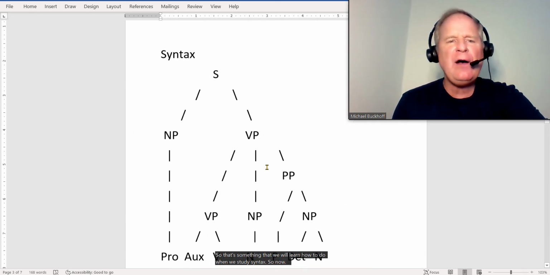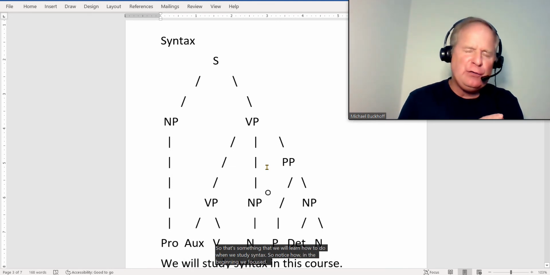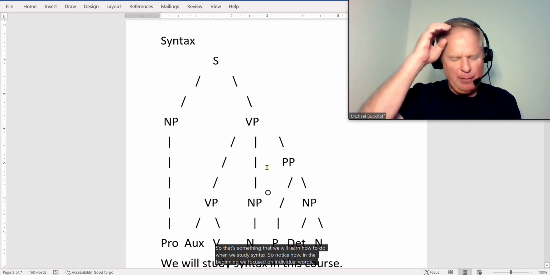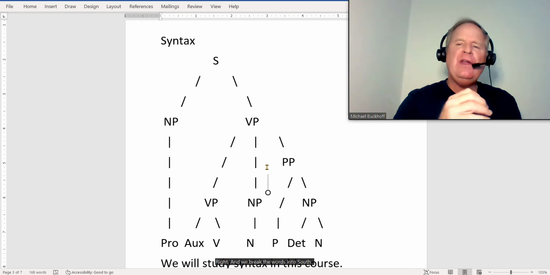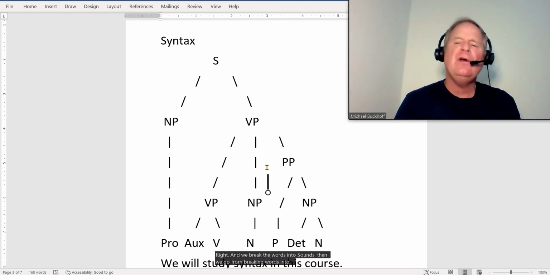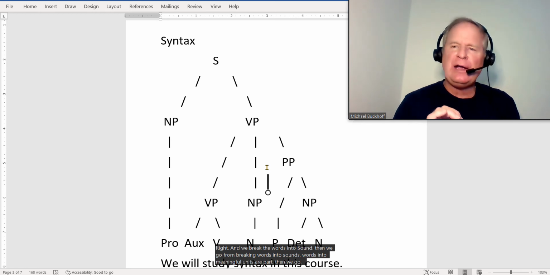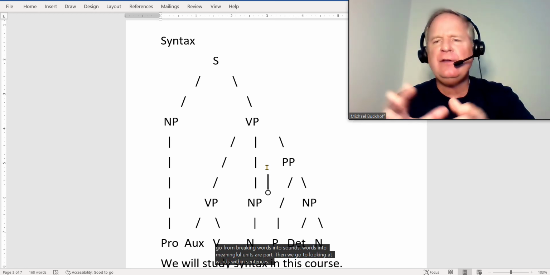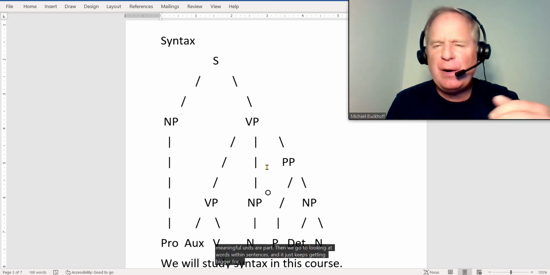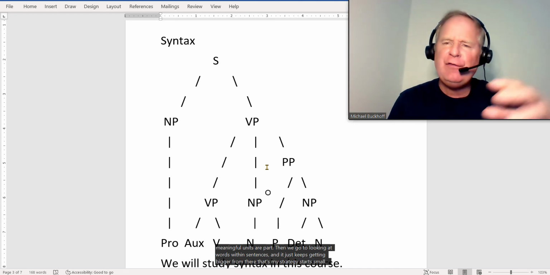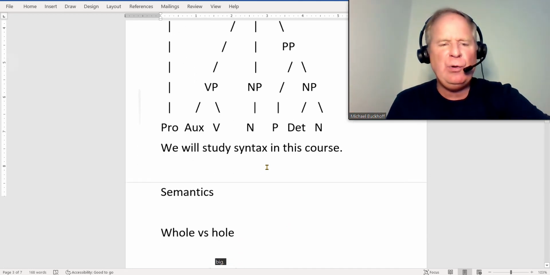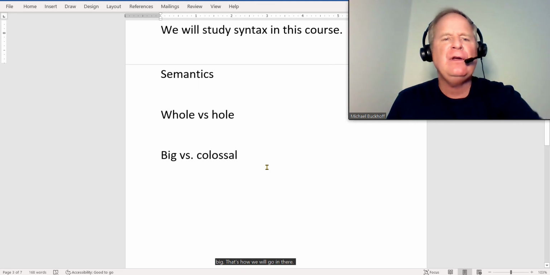So notice how in the beginning we focus on individual words, right? And we break the words into sounds. Then we go from breaking words into sounds, to words into meaningful units or parts. Then we go to looking at words within sentences, and it just keeps getting bigger from there. That's my strategy. Start small, finish big. That's how we will go in this course.